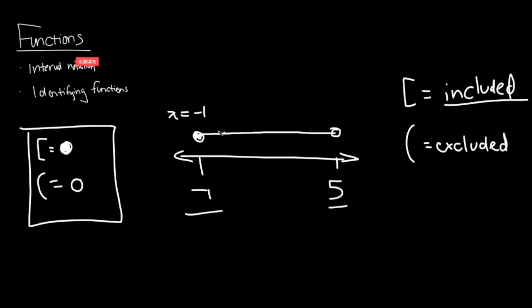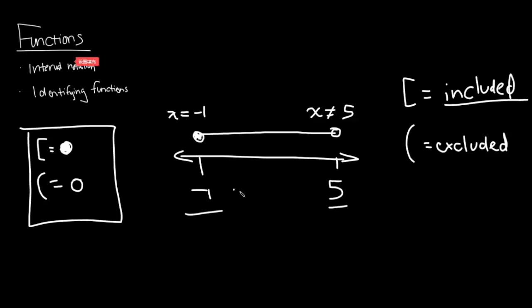And basically, if that means included and this is excluded, that means if you see a hollow circle, and obviously a hollow circle is equal to a round bracket, and a round bracket is equal to excluded, that means that x cannot equal 5 because it is excluded out.